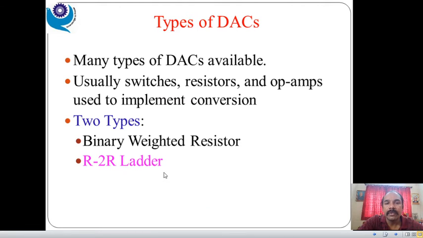Okay, so types of DACs. Many types of DACs are available, that usually use switches, resistors, and op-amps to implement conversions. Op-amps are basically used for the conversion, that is analog to digital or digital to analog, vice versa. There are 2 types, basically binary weighted resistor and R2R ladder. From these we are going to study the R2R ladder network.